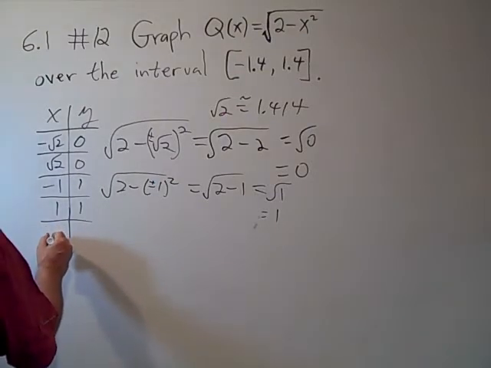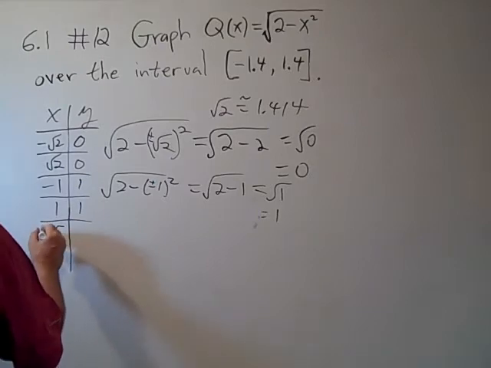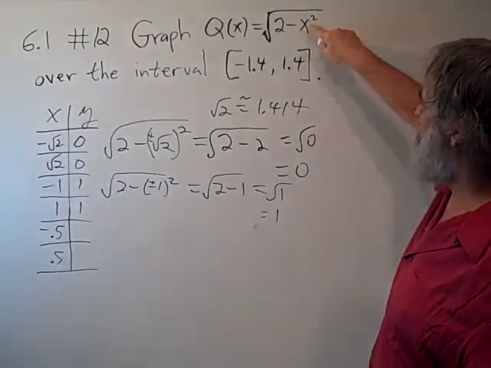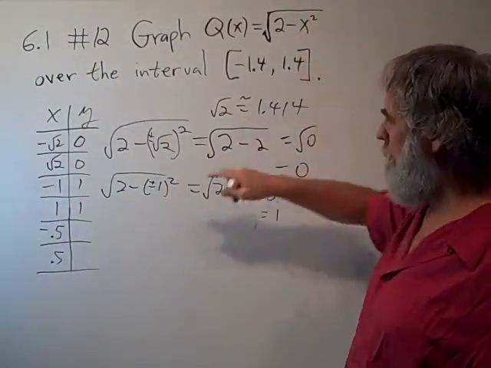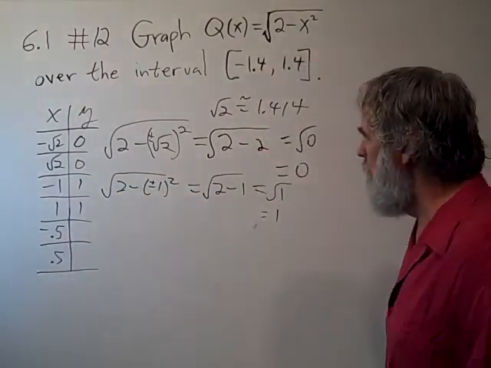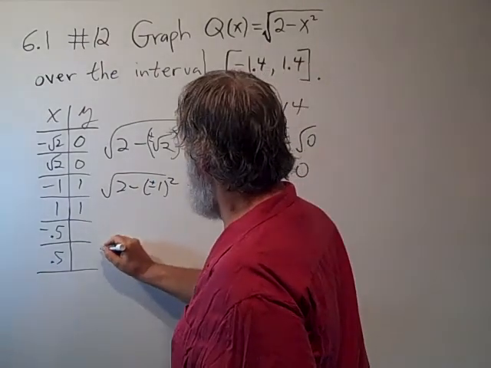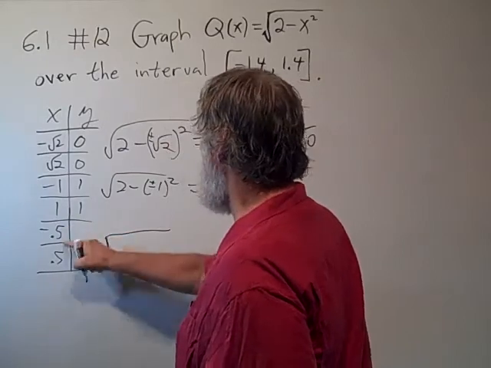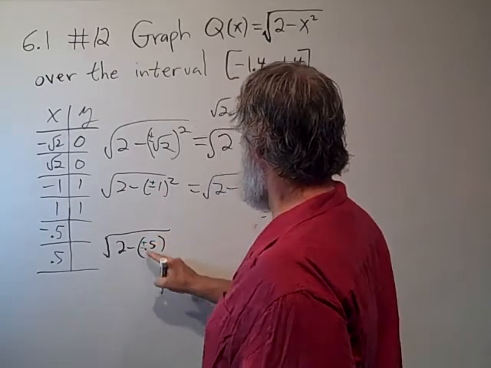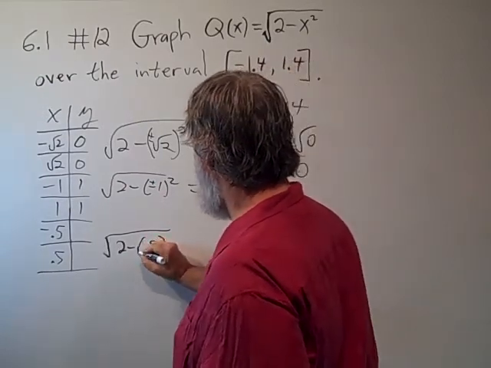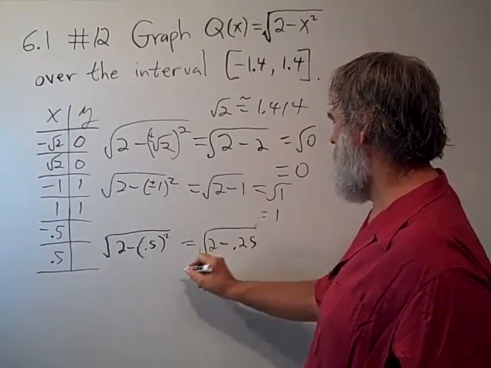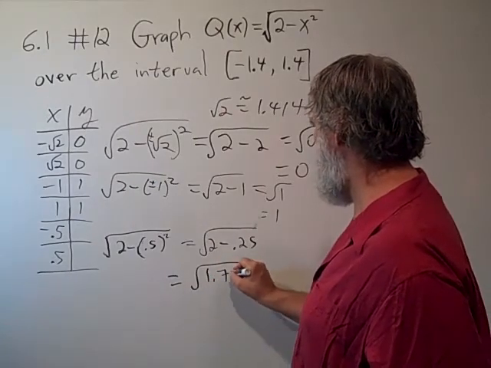Let's try 0.5. Negative and positive 0.5. Notice that x is squared, so as we've seen in these cases, squaring it, negative and positive come out with the same answer. So what is this common output for the function for these two input values? We have 2 minus 0.5, either plus or minus 0.5, it doesn't matter. Comes out the same either way because it's squared. So that's 2 minus 0.25. That's the square root of 1.75.